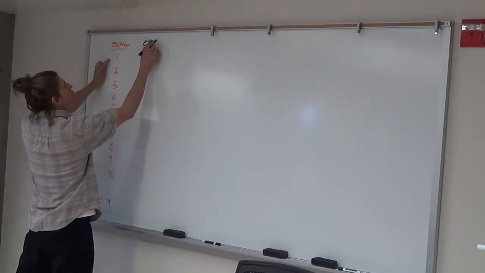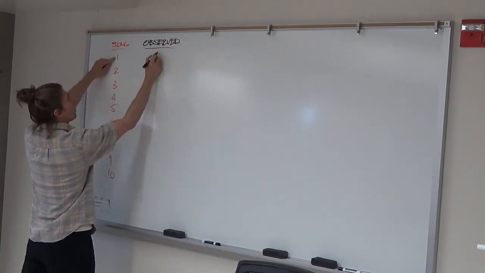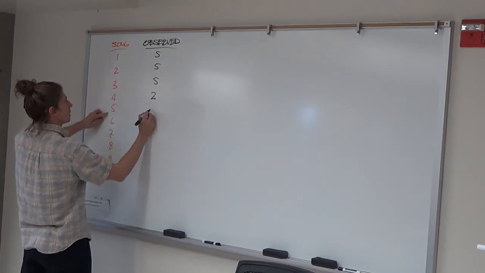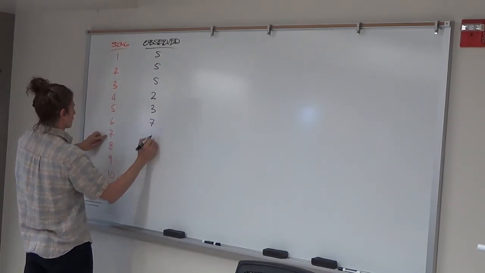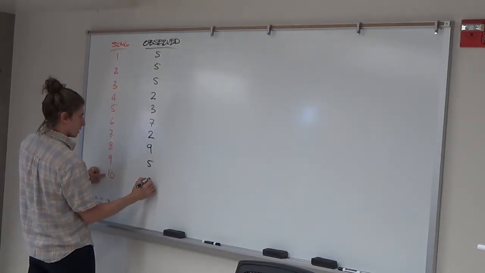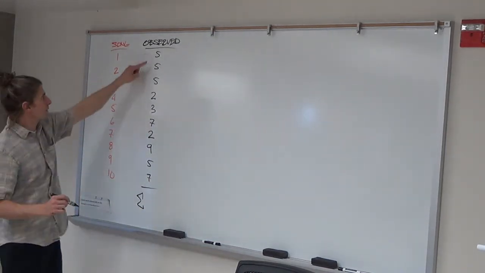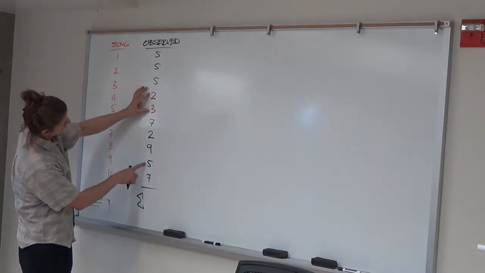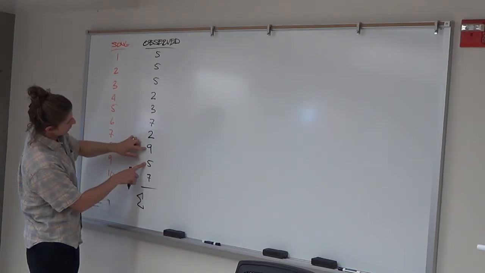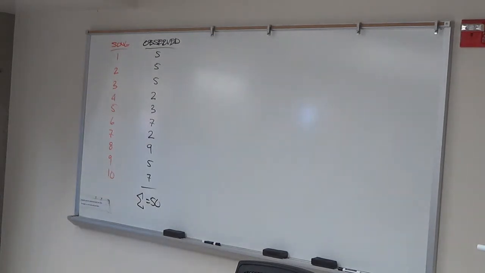I'm going to call this observed, for observed frequencies. Go ahead, shout them out. 5, 5, 2, 3, 7, 2, 9, 5, 7. Okay, let me just double check, make sure I wrote everything down right. What does that sum up to? 5, 10, 15, 20, 25, 32, 34, 43, 50. Boom. Hey, that's what it's supposed to sum up to, assuming I have everything correctly.